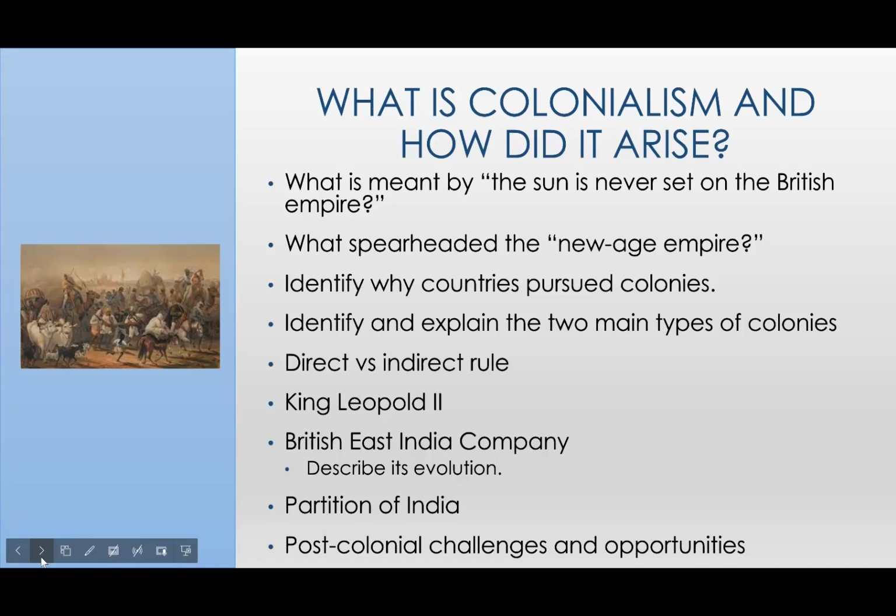The partitioning of India includes the creation of India and Pakistan. I want you to understand who divided it, how they divided it, and what the consequences were of that division. Again, some challenges include the exportation of wealth from India, the leveling of tax against indigenous people, and genocide.